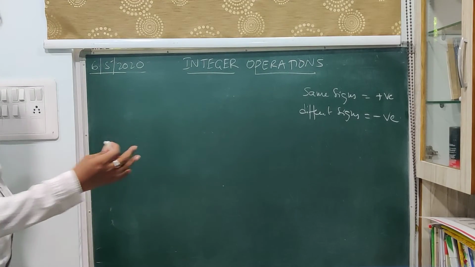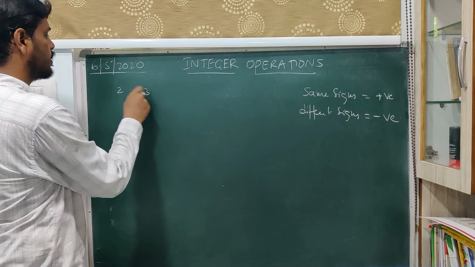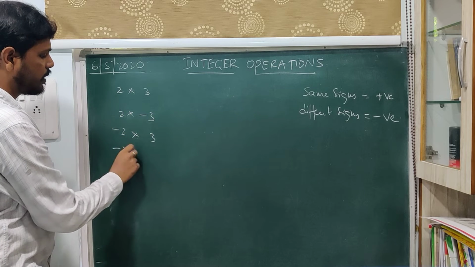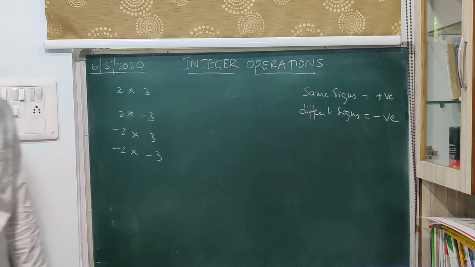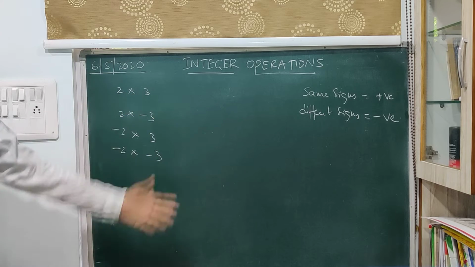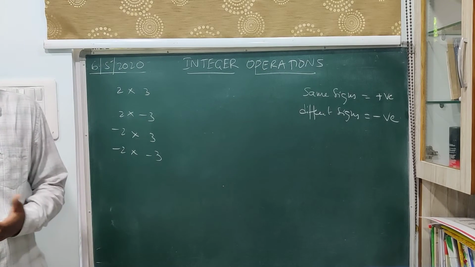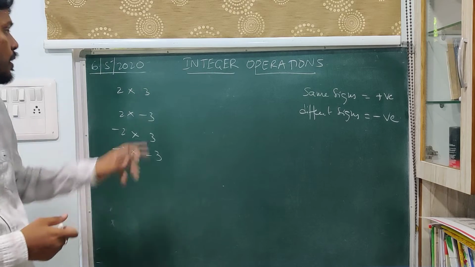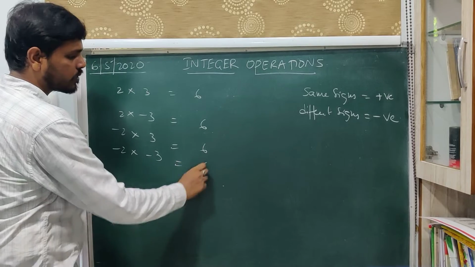Suppose you are multiplying; again we have four possibilities given two numbers. So 2 into 3, 2 into minus 3, minus 2 into 3, minus 2 into minus 3. These are the four possibilities whenever you are given two integers. As we did in division, where we first divided without taking the signs into consideration, here also we do the same process. First we multiply without taking signs into consideration. 2 threes are 6, everywhere you will arrive at 6.